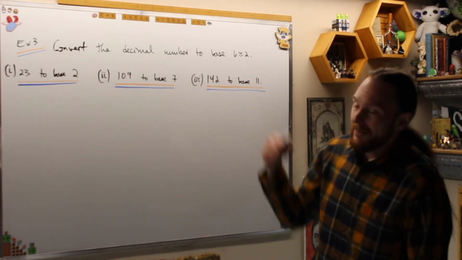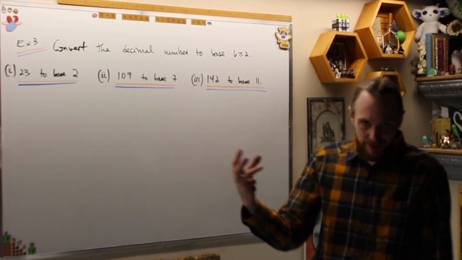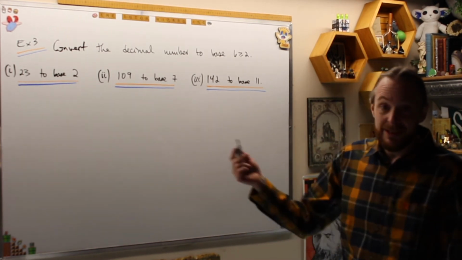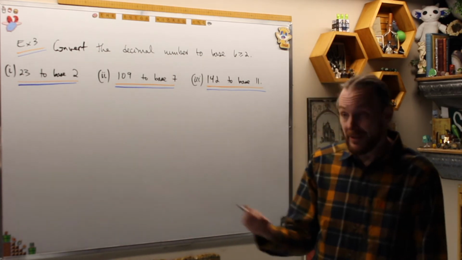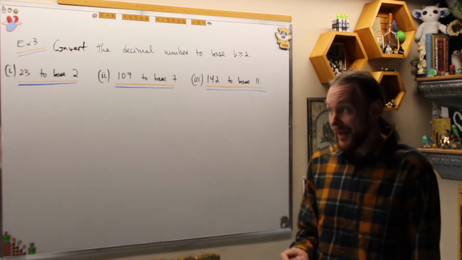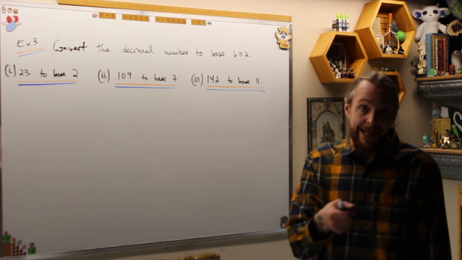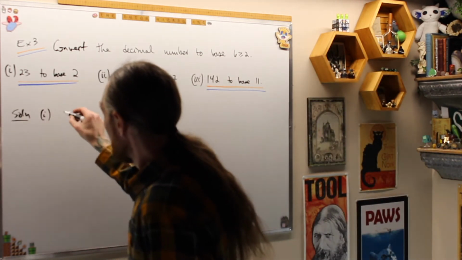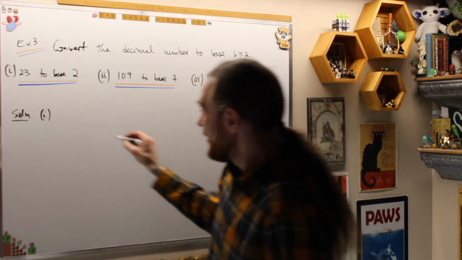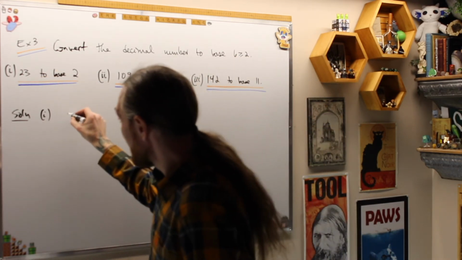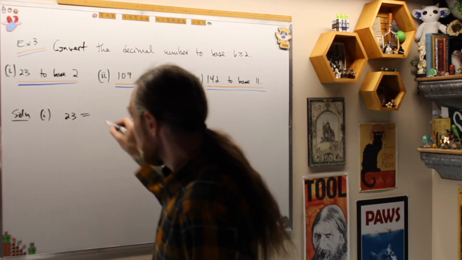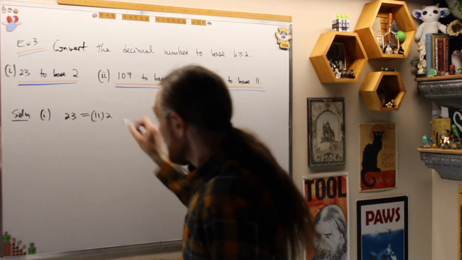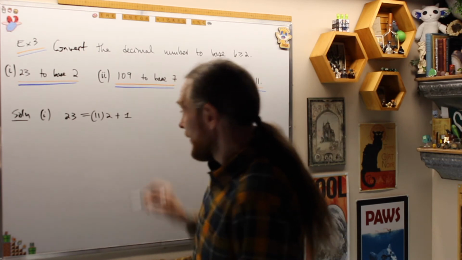Example 3 is going to be to convert from the decimal representation now to base B representation. So how do we do this method? We're going to use iterations of the division algorithm, finding quotients and remainders when we divide a number B into a number A. Solution 1. So I want 23 in base 2, so I'm going to divide 2 into 23 to get a quotient and a remainder. 2 goes into 23 11 times, 2 times 11 is 22, plus a remainder of 1.